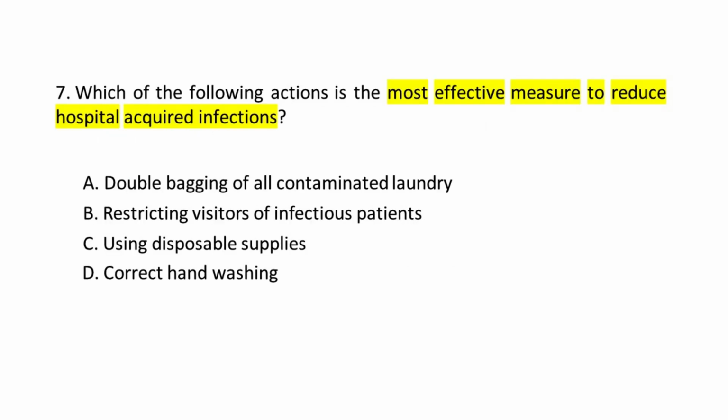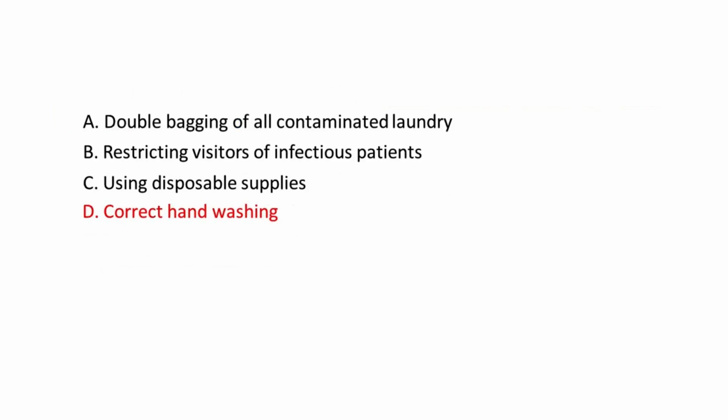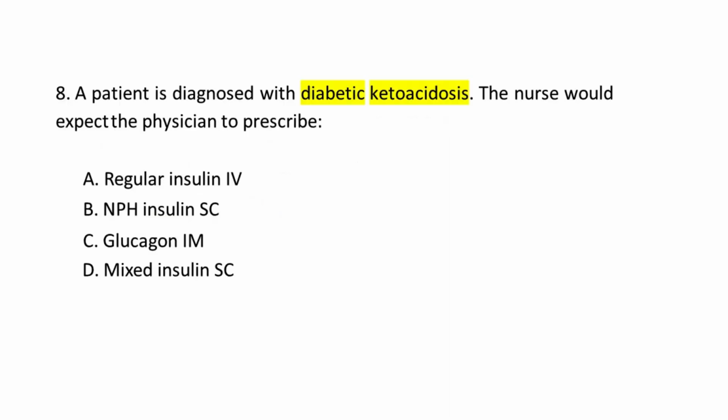7. Which of the following actions is the most effective measure to reduce hospital-acquired infections? A. Double bagging of all contaminated laundry. B. Restricting visitors of infectious patients. C. Using disposable supplies. D. Correct hand washing. The answer is D. Correct hand washing.